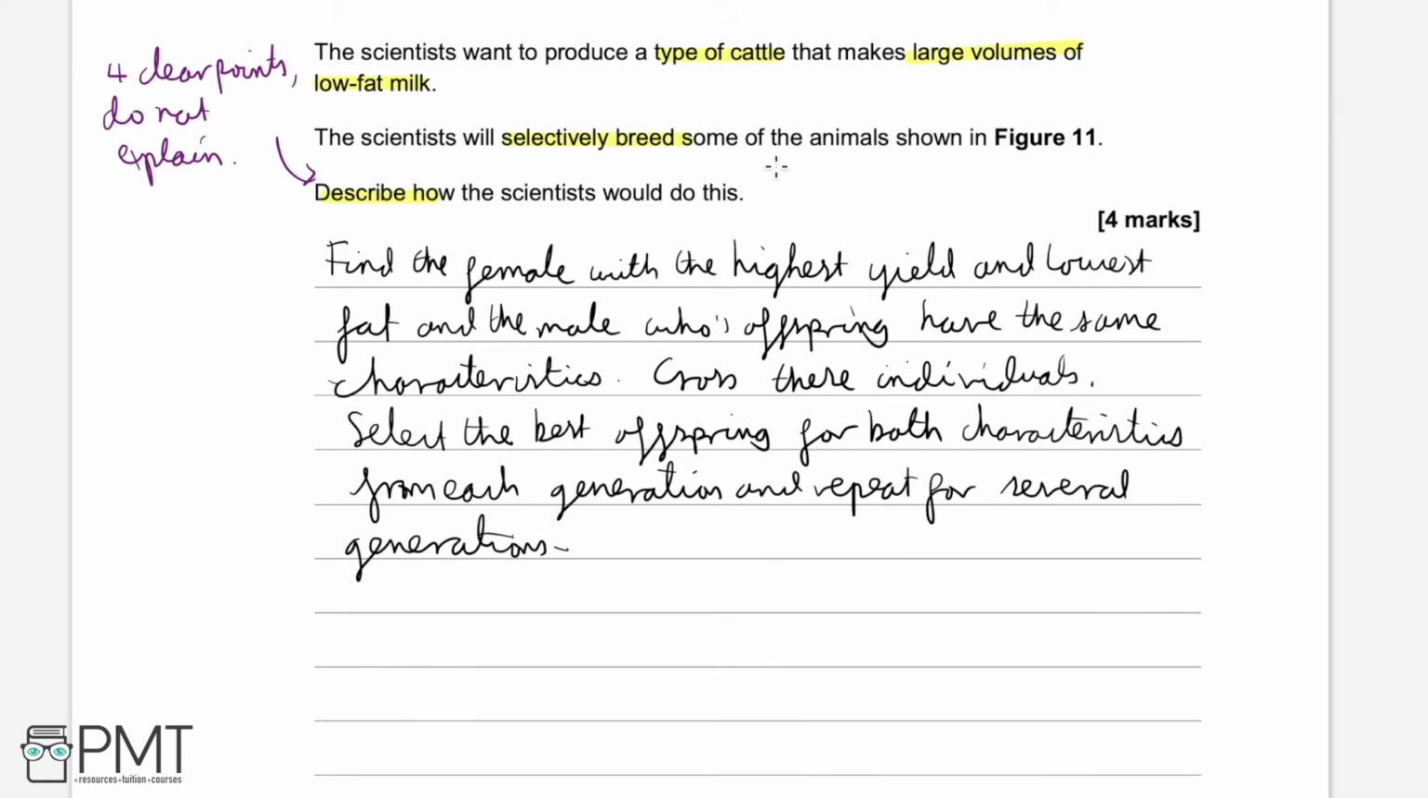So let's have a look at where the marks come from. Well, first of all, from stating to find the best female for the given scenario, and the same for male. The next mark comes from crossing the individuals, and the 4th and final mark comes from repeating this over several generations and choosing the best offspring from each.